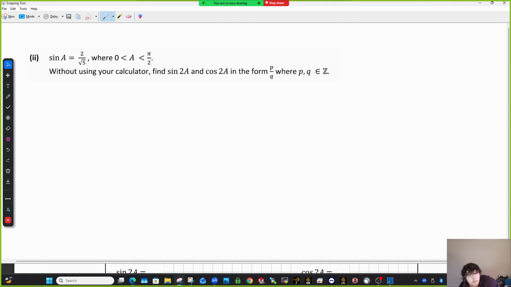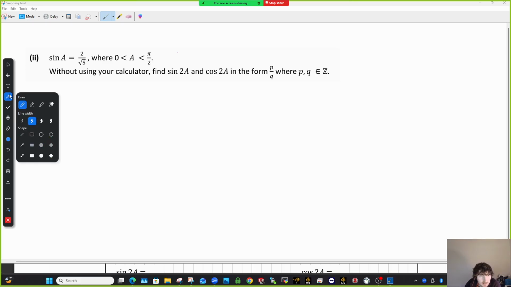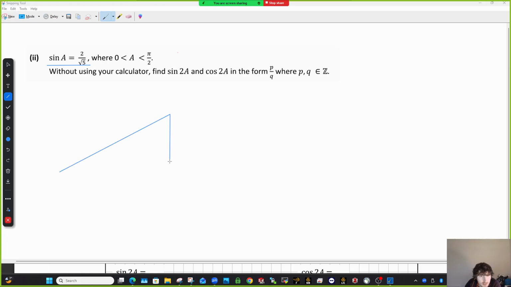It gives us sine A, and it tells us A is between this and this. Without using a calculator, find sine 2A and cos 2A in this format. Right. So a big thing I've been emphasizing to people is that when you're given something like that up there, you can write that as a right angle triangle.